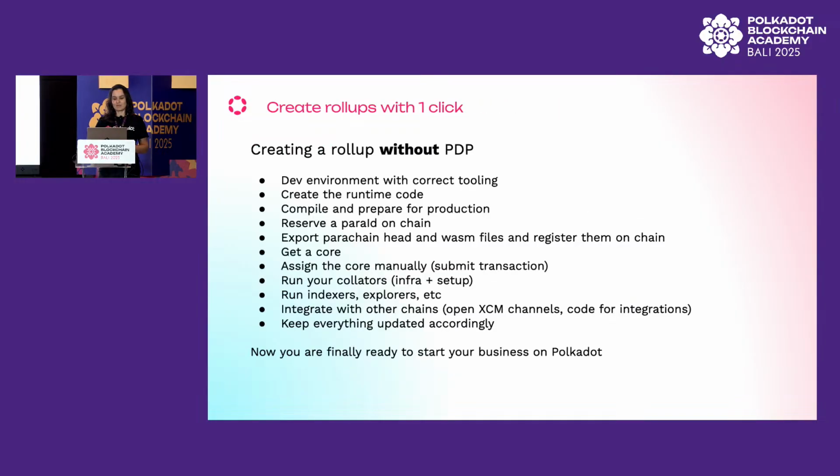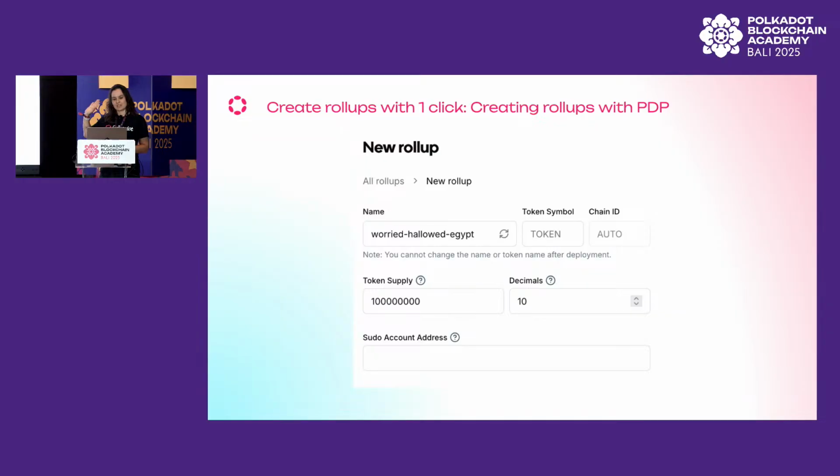And I'm going to give you a small screenshot preview of how to do this, and then I'm going to give you a live demo at the end. And with PDP, you can create with one click. So you would first fill out some of your chain specifications. You would put in a token symbol, token supply, decimals, and the pseudo account address that will have, not magic, they have admin powers over your chain.